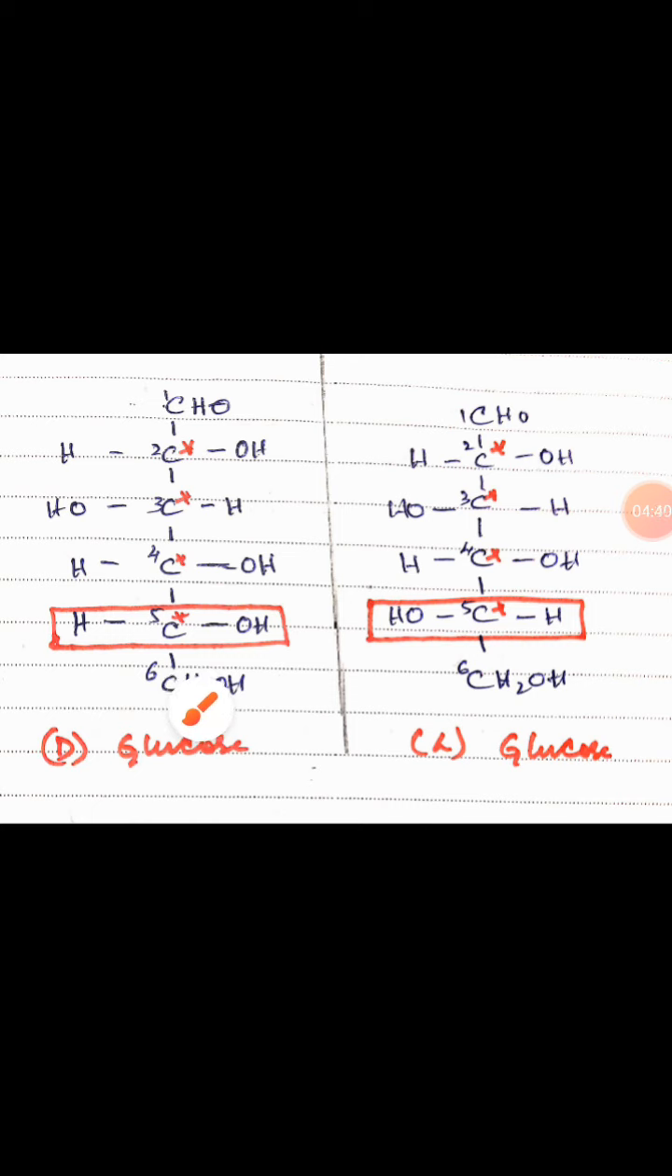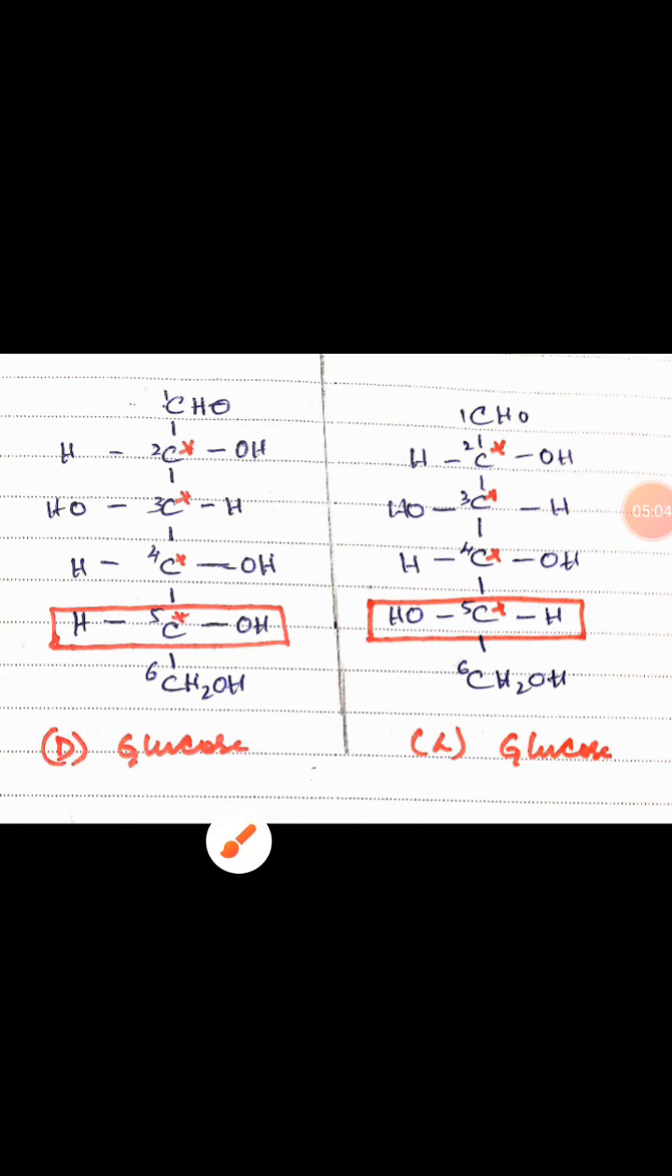The 5th carbon is the highest chiral center. So, on the highest chiral carbon, if OH is on the right side, it is D-glucose. If OH is on the left side, it is L-glucose. That means these are isomeric forms of glucose. D-glucose and L-glucose are isomers of glucose. They don't have anything to do with dextrorotatory and levorotatory.